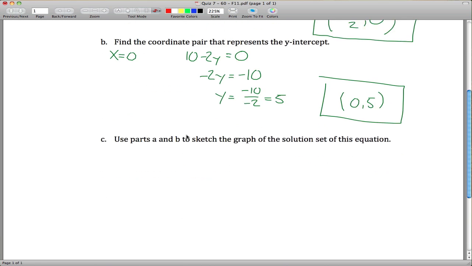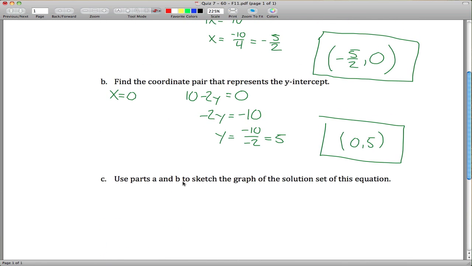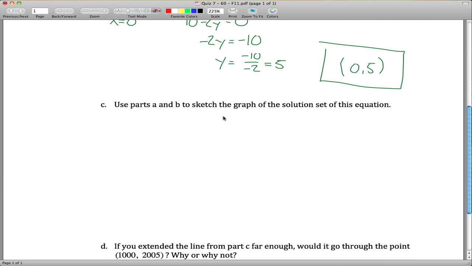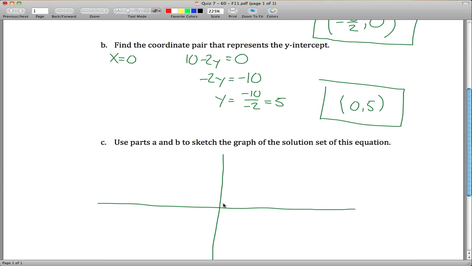And finally, on to part C, I guess there's a part D also. Use parts A and B to sketch the graph of the solution set of this equation. All right, so we draw our axes, and then we say, all right, 0, 5 right here is our y-intercept. So 0, 1, 2, 3, 4, 5. Got that point right there.